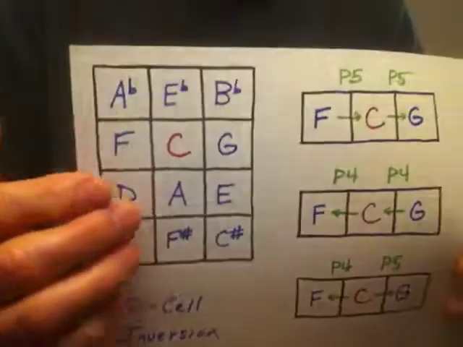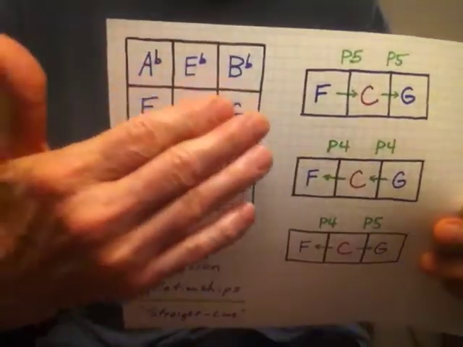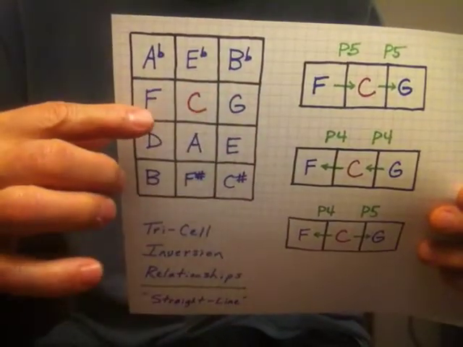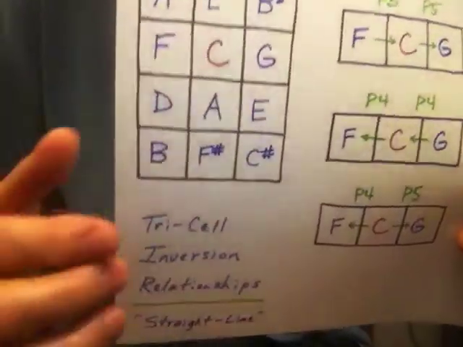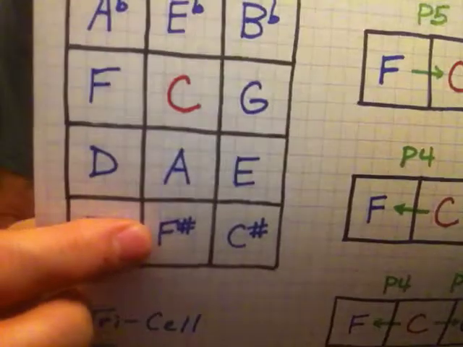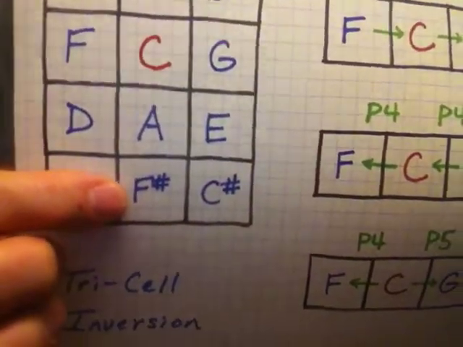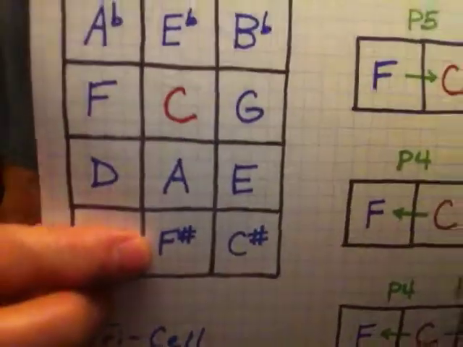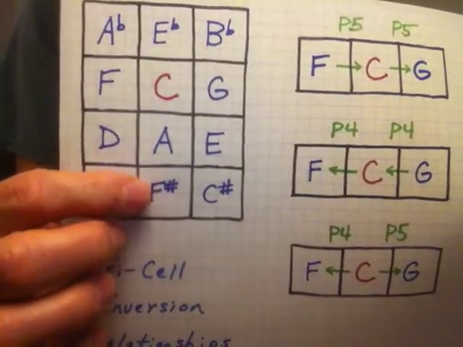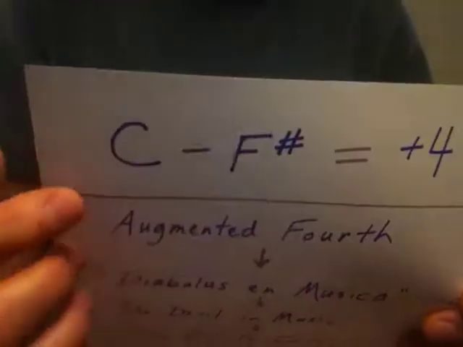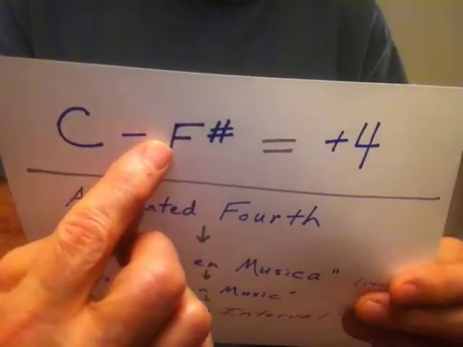Now, you say, okay, well, I understand. You showed me inversion relationships, all right? You showed me straight line. You showed me chevron. But what about this F sharp here? This is sitting there all by itself. You say, what about that F sharp? What's going on there? Well, if you watched my previous videos, I talked about the C to F sharp interval.